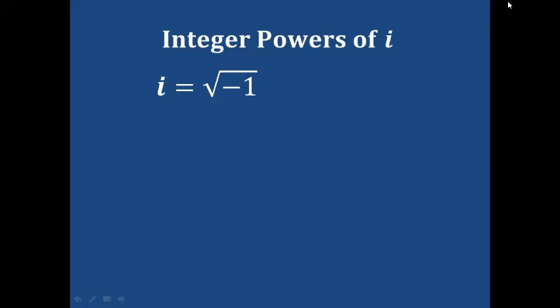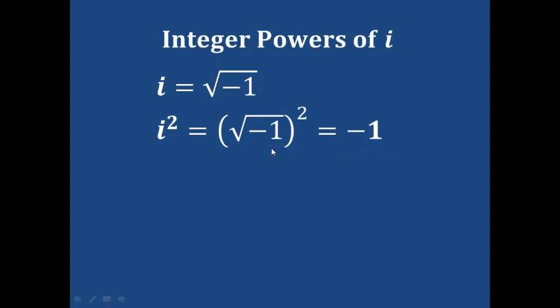Hello. For this video, we are going to investigate integer powers of i. Now, i is commonly referred to as the imaginary constant number, and it is defined as the square root of -1. Now, i squared is equal to the square root of -1 squared, and that is equal to -1.